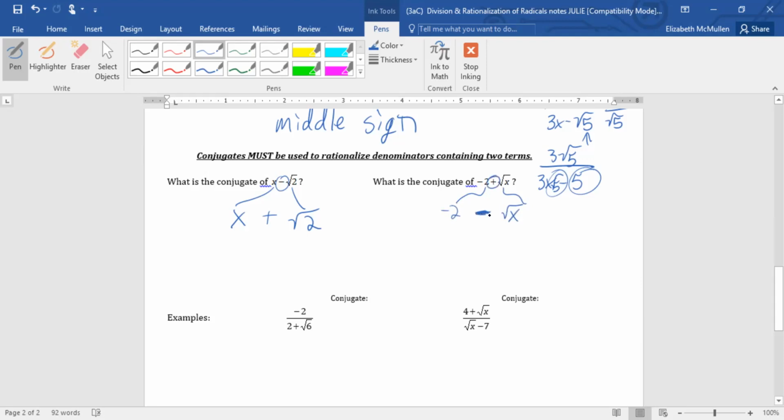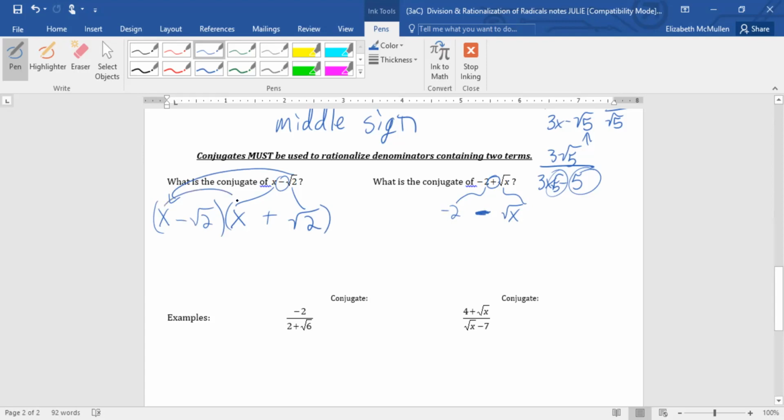All right, why do we want to use this? What is our advantage here? Remember, we're going to multiply times the value that's equal to 1. So you want the same on the top as we do on the bottom, and we're trying to get rid of these radicals. So let me show you what happens when we multiply our original number, x minus radical 2, times our conjugate. Watch this.